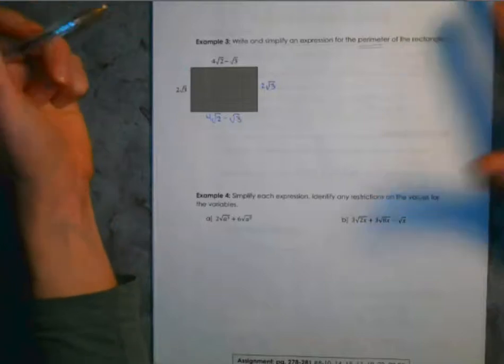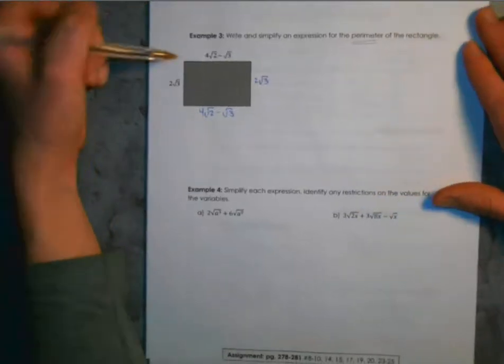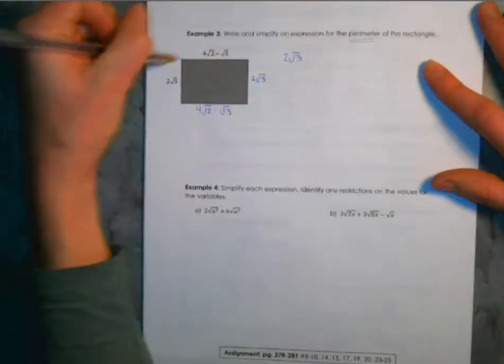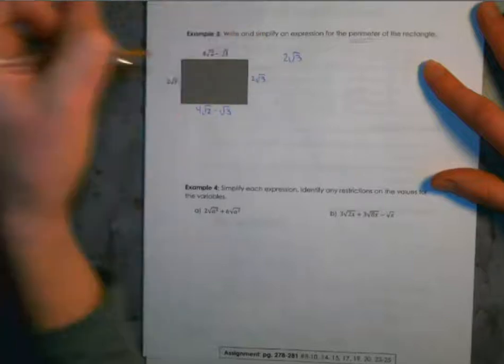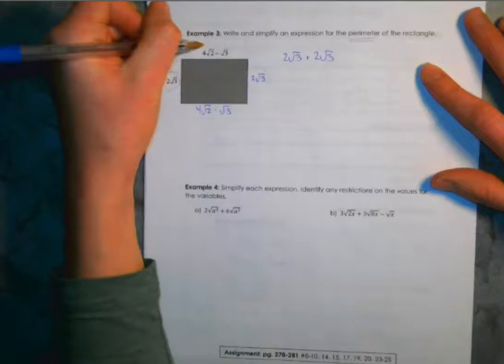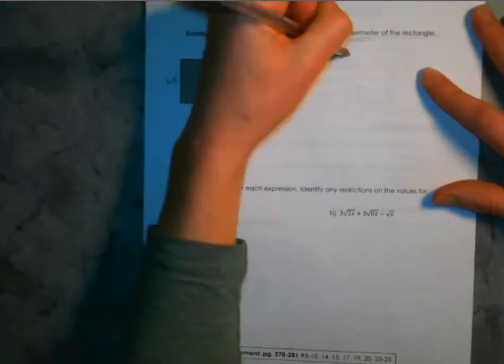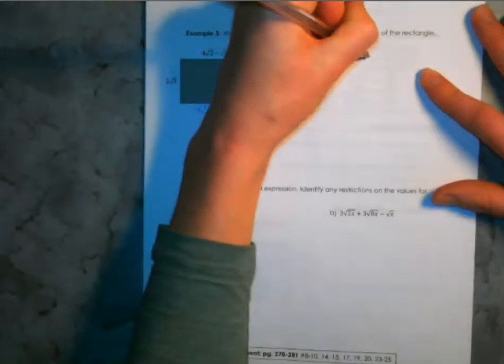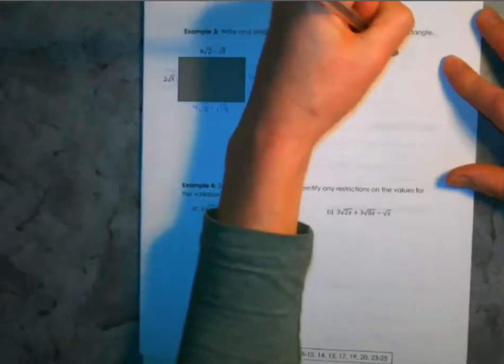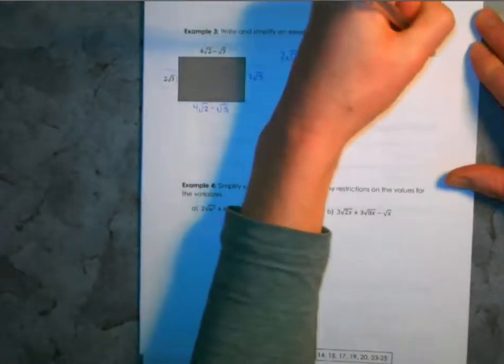Okay, so basically what we're doing is we're adding all of the sides together. So we know that it's going to be 2 root 3, and just to keep things easier, I'm going to keep the sides together. So it's going to be these two sides added together, so 2 root 3 plus 2 root 3. And then I'm going to add plus 4 root 2 minus root 3. And then plus 4 root 2 minus root 3. Okay, so there's my whole expression.